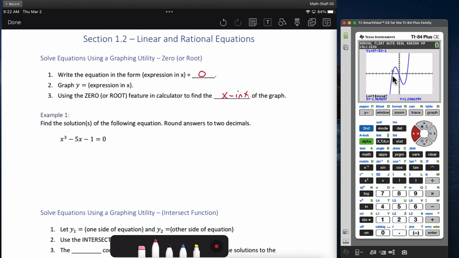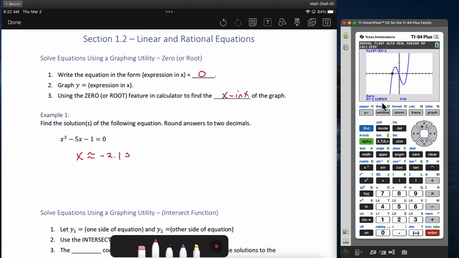So I'm going to start on the left. I'm going to choose this x-intercept, and I want to be on the left side of it. Hit enter. Now it's asking for the right bound, so I'm going to scroll till I'm on the right side of that 0 and hit enter. Now it's asking for a guess. We'll hit enter one more time, and we see that we have our x-intercept. The x is roughly negative 2.13.